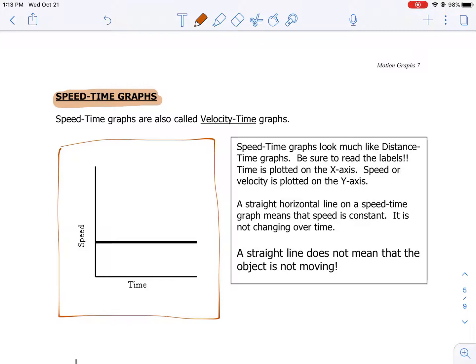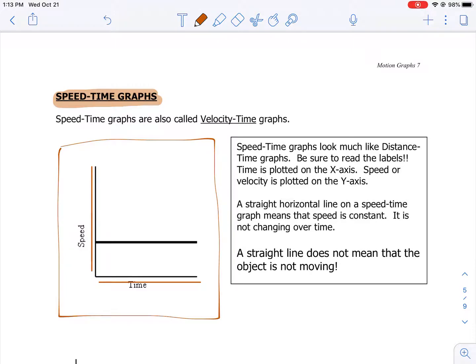This is a speed time graph. This has speed plotted on the y-axis and time plotted on the x-axis. You'll remember that in our other graphs, there was distance on the y-axis. And so these are different, and they mean different things.